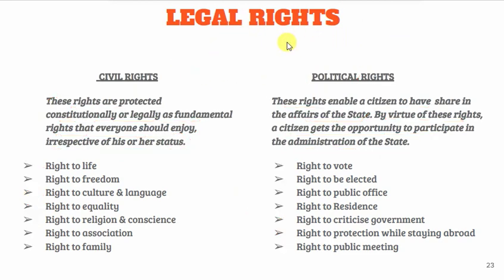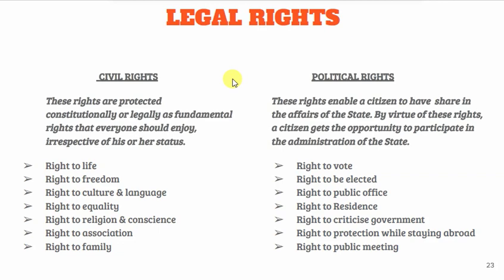Now you'll get an idea. Right to life is your civil legal right, and right to vote is your political legal right. That's how you differentiate your rights. I hope you all can organize this: right to life is not only your civil right, it's actually your legal right as well, which comes under civil rights.